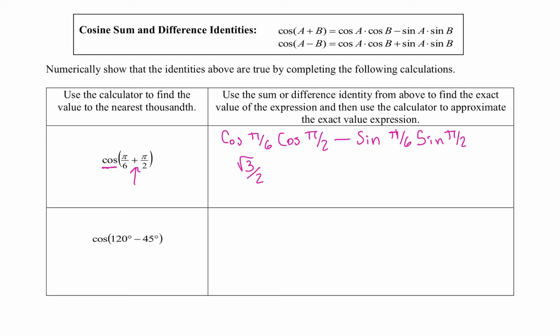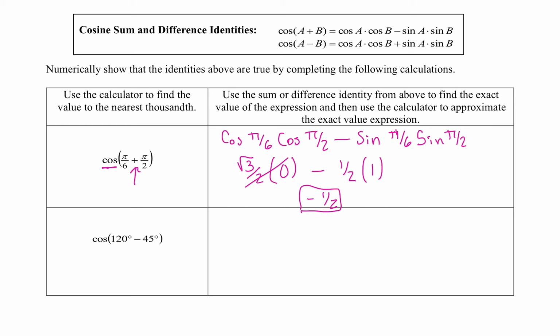So at pi over 6, our cosine is going to be square root of 3 over 2. And at pi over 2, our cosine is going to be 0. The x value is 0 at pi over 2. Our sine at pi over 6 is 1/2, and our sine at pi over 2 is 1. So the 0 up here doesn't really matter. It's going to be 0 times square root of 3 over 2. It just gives us 0. So we end up with negative 1/2 times 1, which is just negative 1/2.